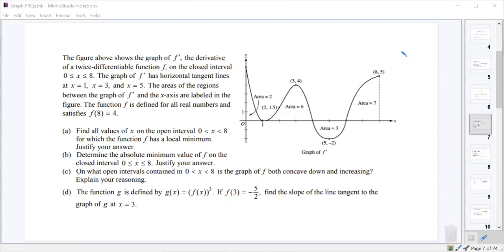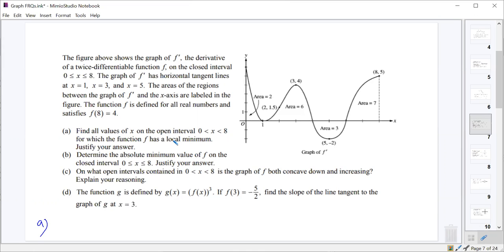So for this one, we're given the graph of f prime. We're told that it's twice differentiable, first off. And we're talking about the closed interval from 0 to 8. They give us all these different areas of the different little sections between the x-axis and the curve. And we also know that f of 8 is equal to 4. So part A should be pretty straightforward. Part A is just asking for any values on the open interval 0 to 8, so we don't have to worry about endpoints.